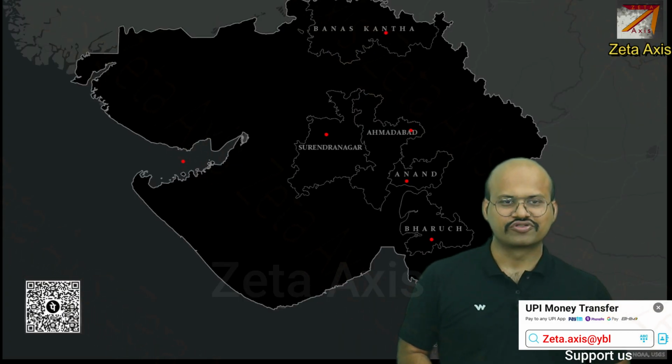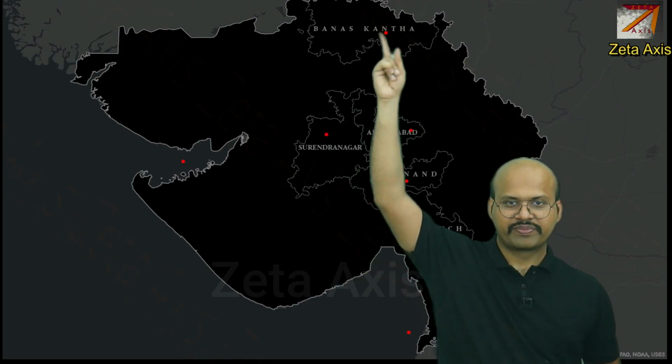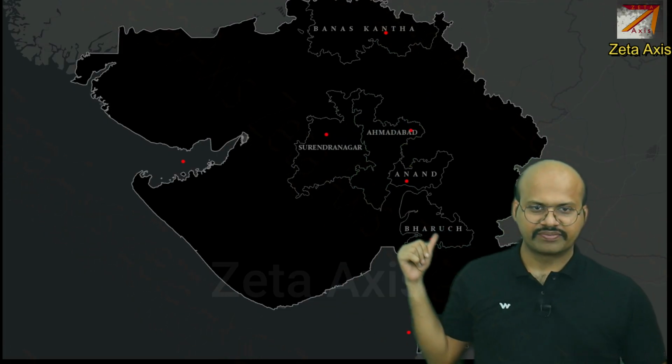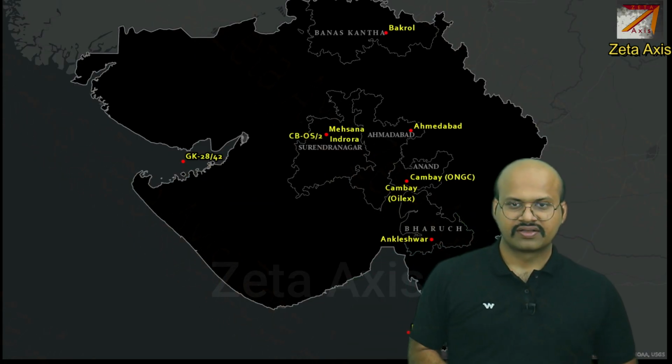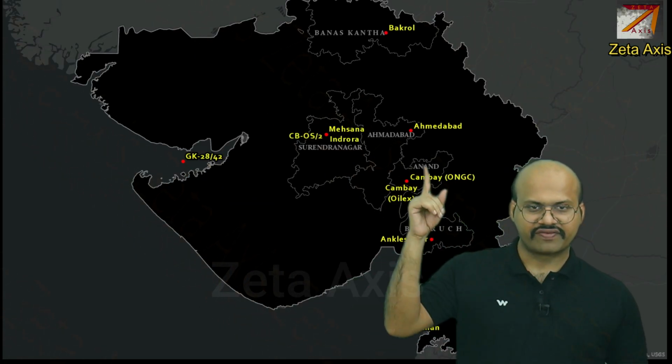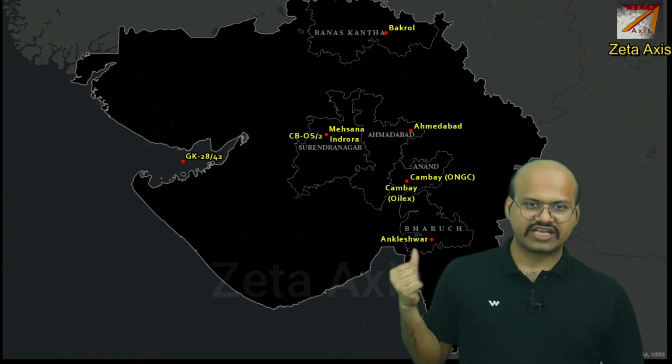Here is the map of Gujarat, and here we can see that there are stations in Surendranagar, Banaskantha, Ahmedabad, Anand, Bharuch, and there is also one offshore station over here. These are the names of those stations. Here we have a Cambay station, which is controlled by ONGC, and here we have Ankleshwar in Bharuch.